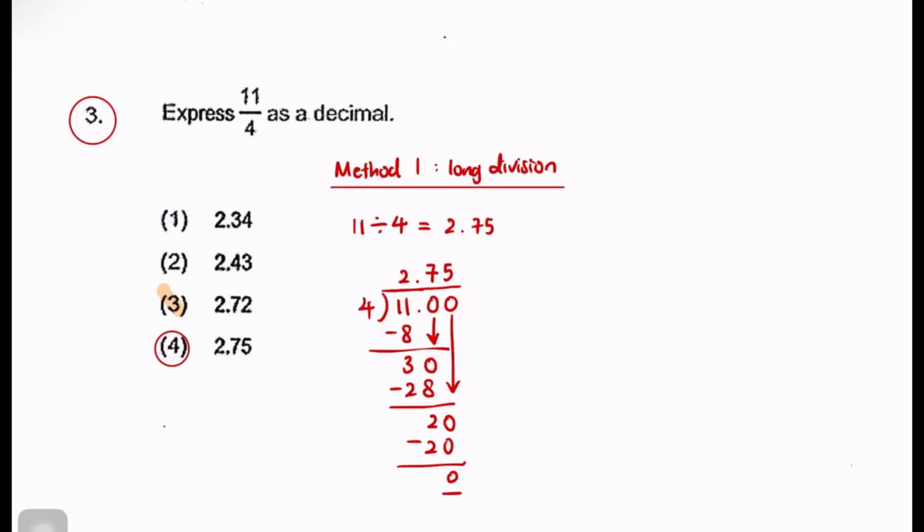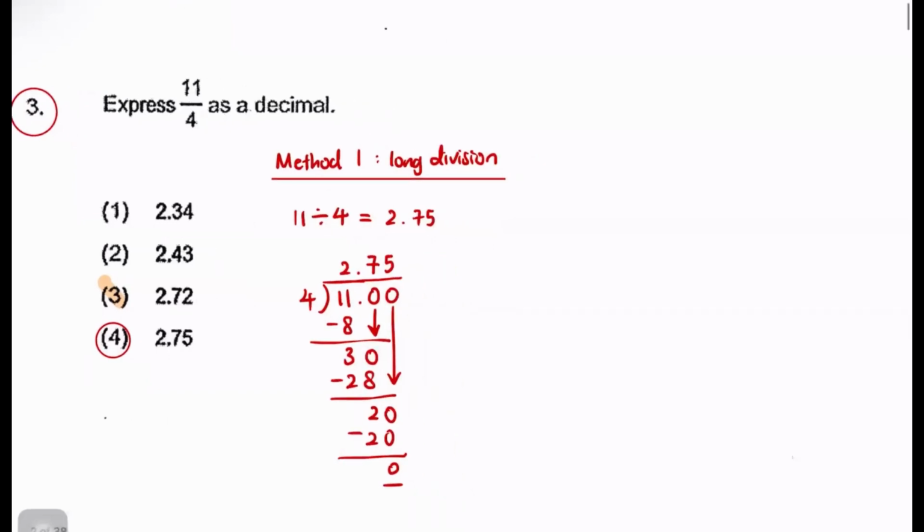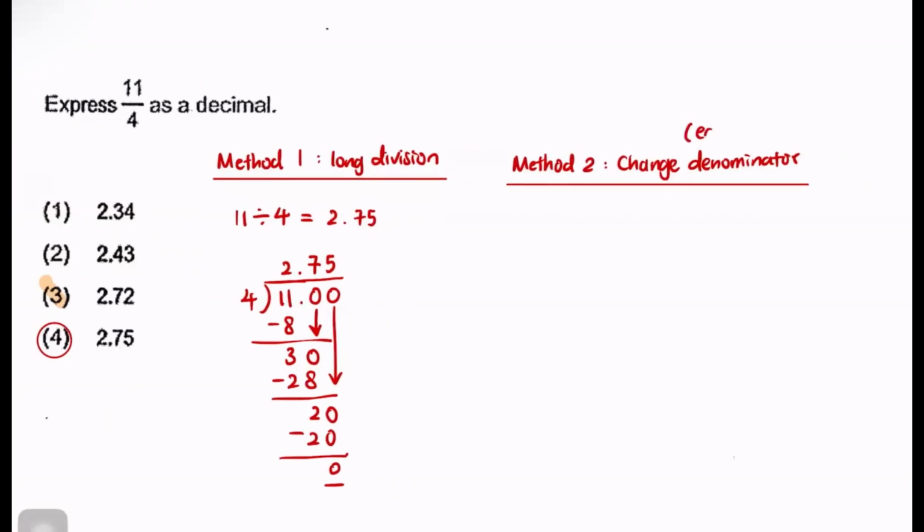There is another method. Let me show you guys. Method 2. It is to change your denominator, and you try to change it into numbers like 10, 100, or 1,000. For example, EG means example. You multiply your denominator and see if you can turn it into 10, 100.